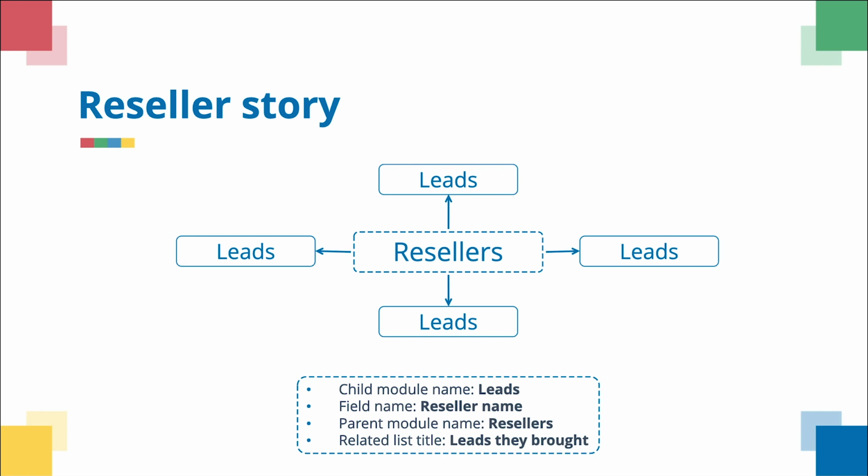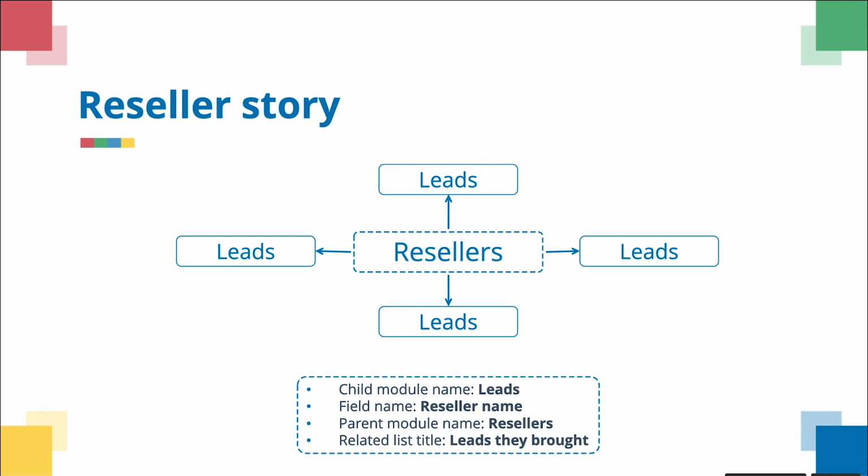We'll have a parent module. In this case, my parent module is not predefined, so I've created a custom module called resellers. And then I have a related list there called leads they brought in, right? Now I'm going to show you how to create this.